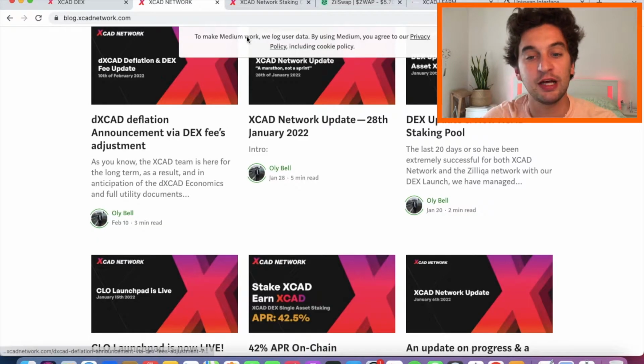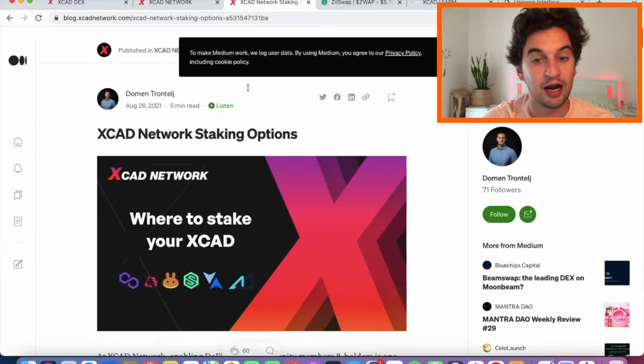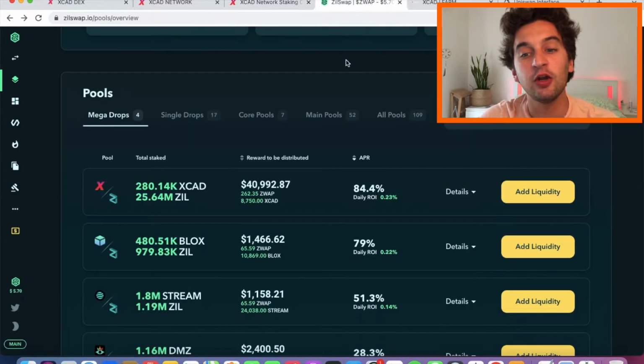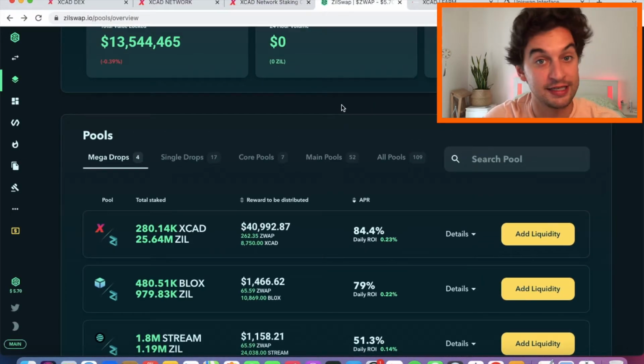swap.xcadnetwork.com. The next one that we're able to go and find, and if you do want to read some articles, go on their blog.xcadnetwork.com. The other one that we're able to go and see is on Zilliqa Swap.